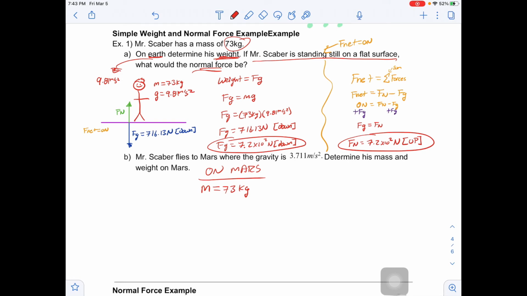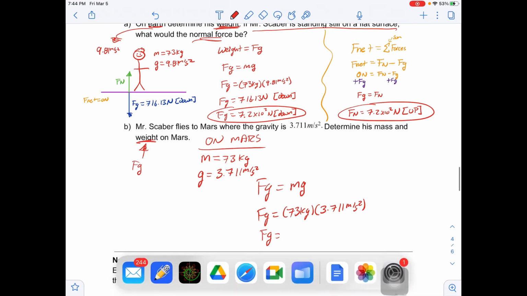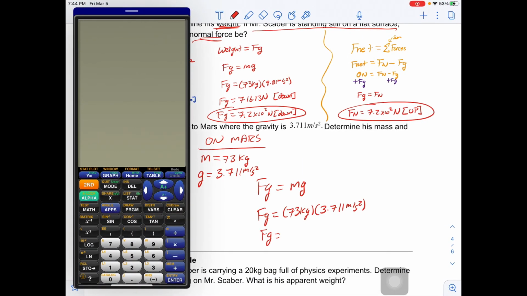Now, my weight is a different story because weight, again, is the force of gravity. So the force of gravity equals mass times gravity. But my gravity here is different because I'm not on Earth, I'm on Mars. It's 3.711 meters per second squared. So now I can plug in 73 kilograms times 3.711 meters per second squared. And what do I get my force of gravity to be? 73 times 3.711 gives me 270.903 newtons down.